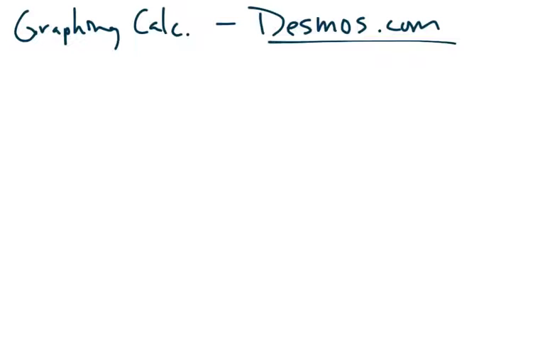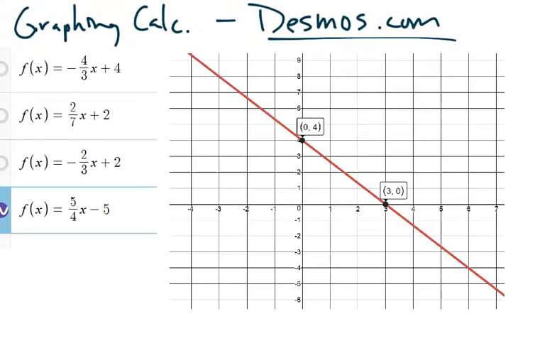So let's take a look at what that graph would look like. Alright, so we're dealing with this graph right here. As we can see, the y-intercept started out at 0, 4, crosses the y-axis. We go down 1, 2, 3, 4, to the right 1, 2, 3, and there's our x-intercept because it crosses the x-axis at 3, 0.